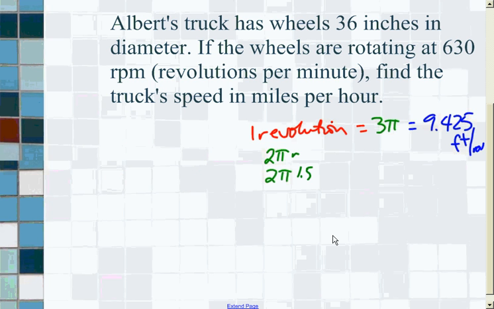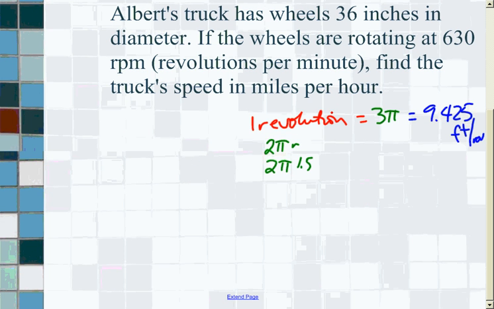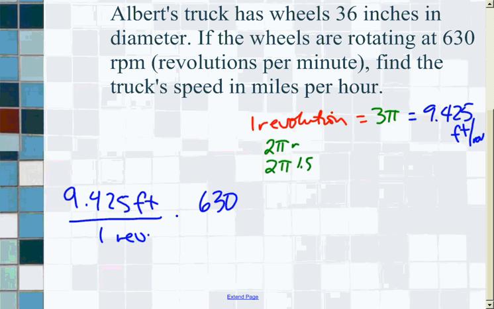So this is the way I do these. I've got 9.425 feet per 1 revolution. And then I've got 630 revolutions per minute. So I'm going to put revolutions on the top, so that way they divide out. That's for 1 minute.